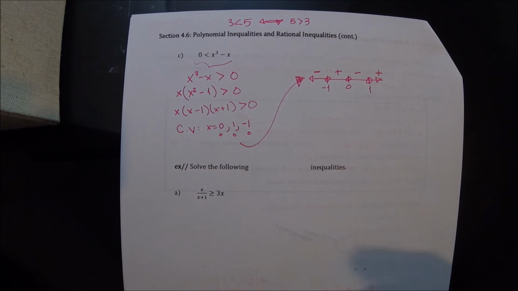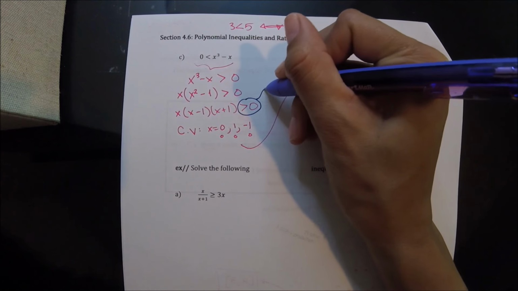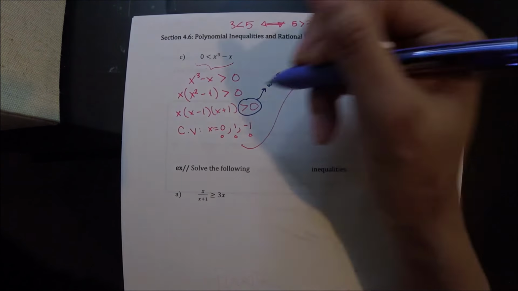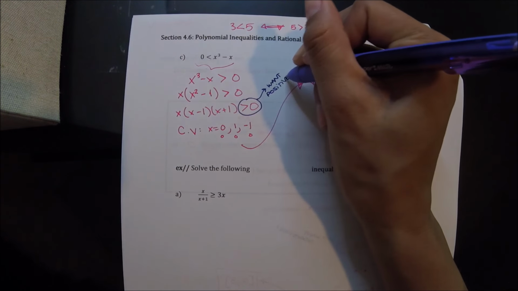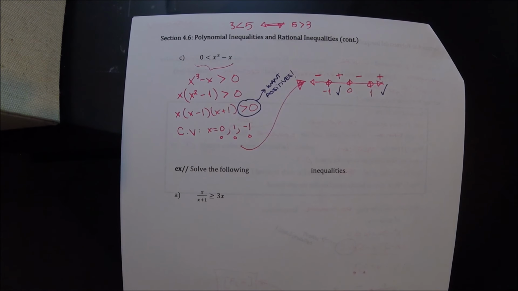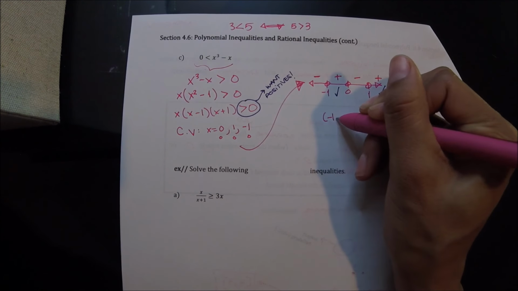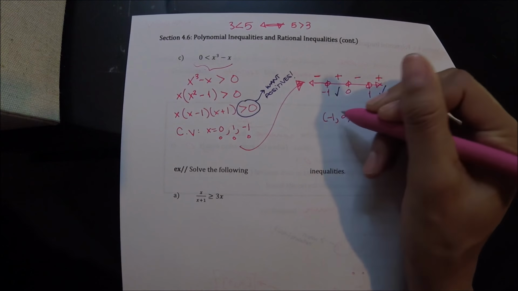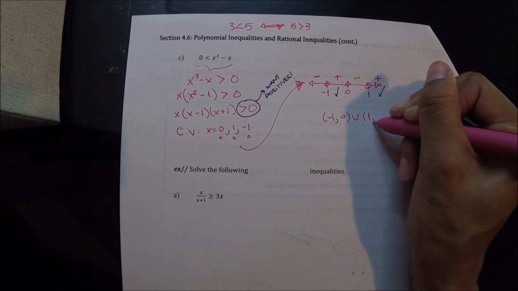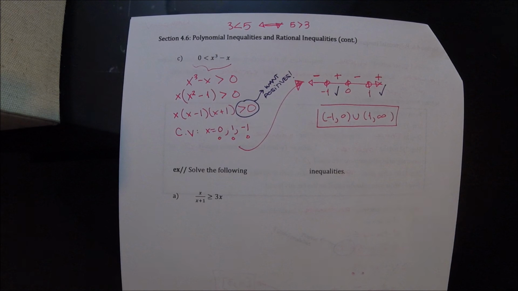And then we need to decide which ones we want to keep. So look here, it says bigger than 0, so which ones do we want? We want the positives this time. So this one's good, this one's good. And then to write that in interval notation, for this part we can say we want to start at -1 up to 0 and open, open. Union over here, we would want to start at 1 and go up forever to infinity. And that would be our solution for that problem.